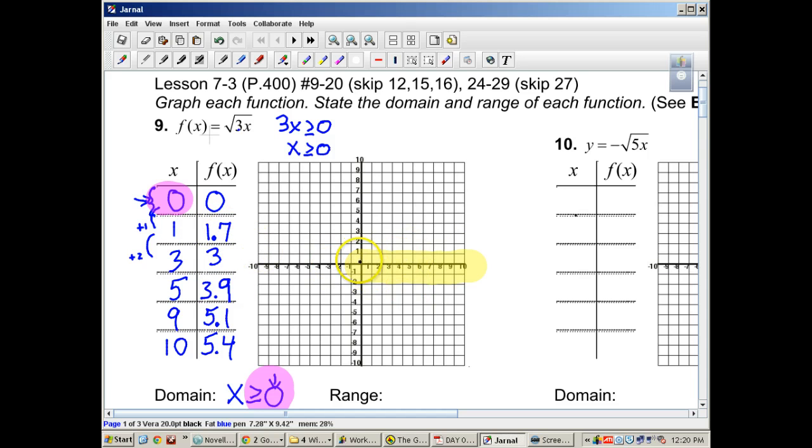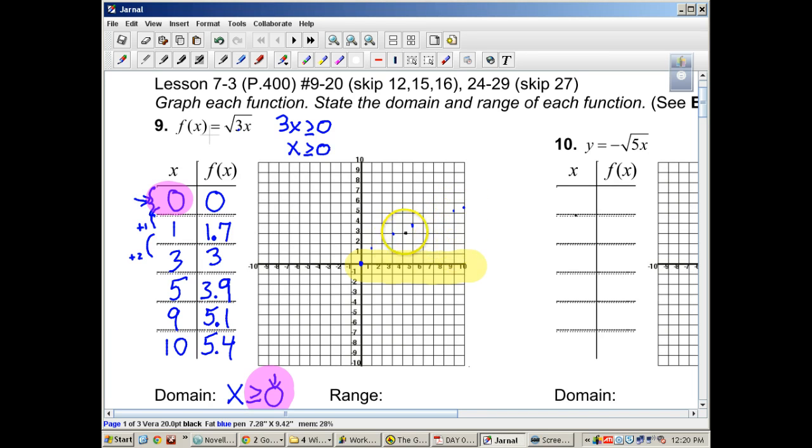So we got 0, 0. We have 1, 1.7. We have 3, 3. We have 5 and almost 4, very close to 4. We have 9, 5.1. And then 10 and 5.4.